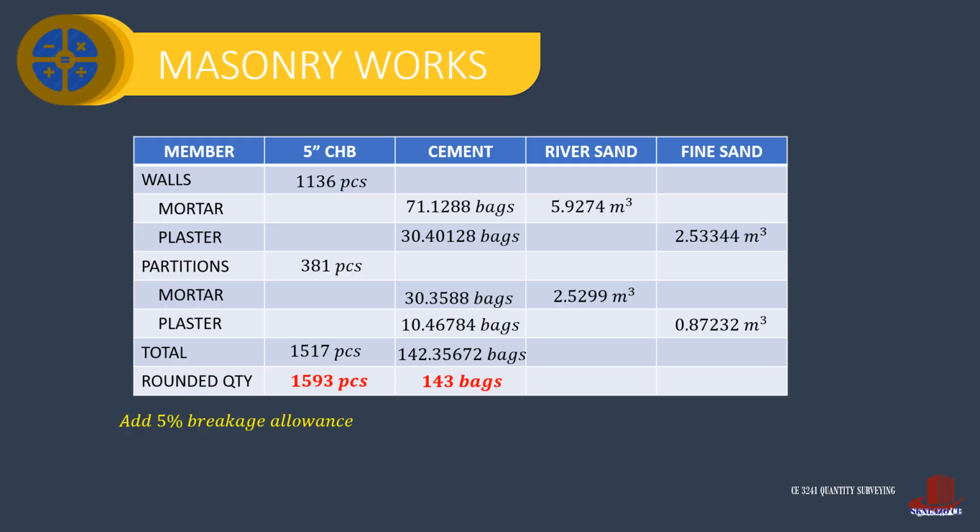The cement is summed up to 142.35672, rounded to 143 bags. Mortar uses river sand, which we sum up to 8.4573 and rounded off to 8.5 cubic meters. Plaster uses fine sand, which has totaled as 3.40576 and rounded off to 3.5 cubic meters.